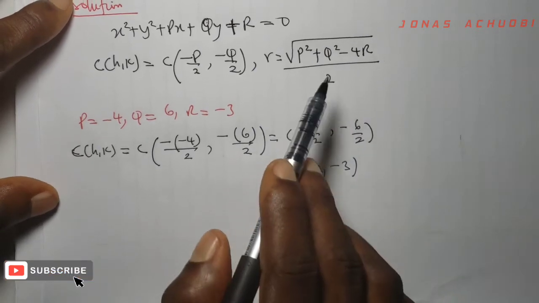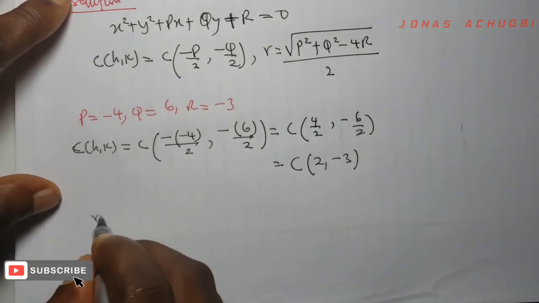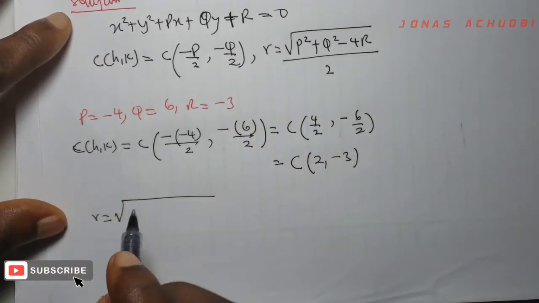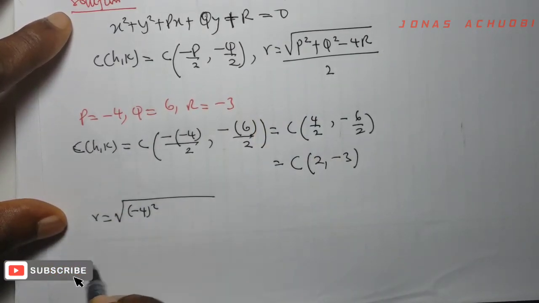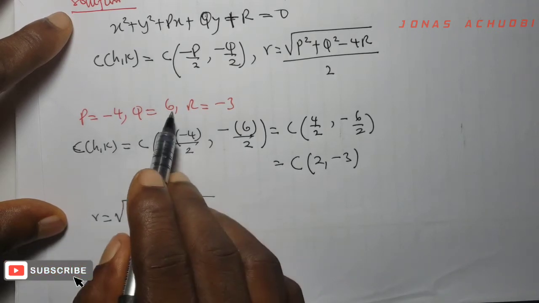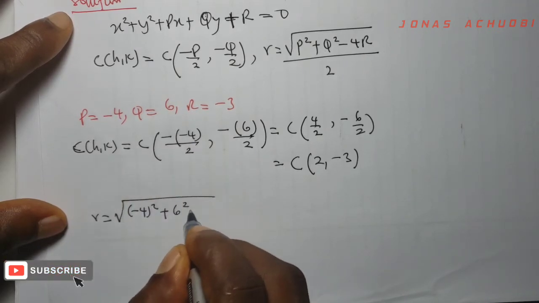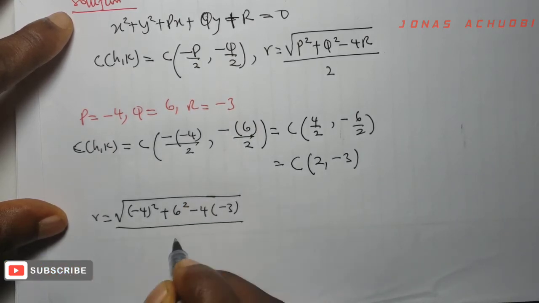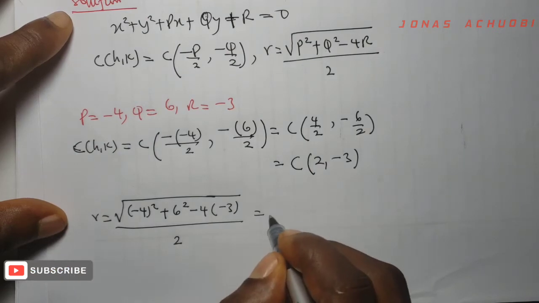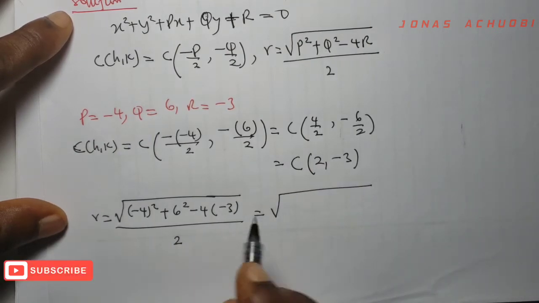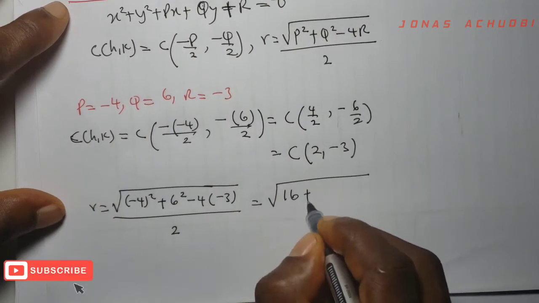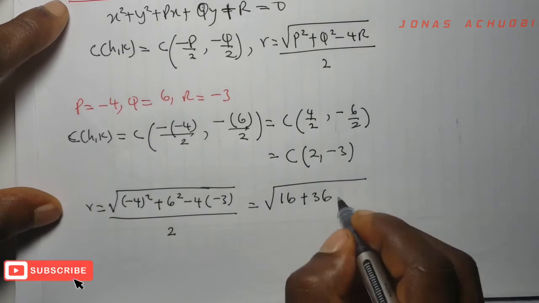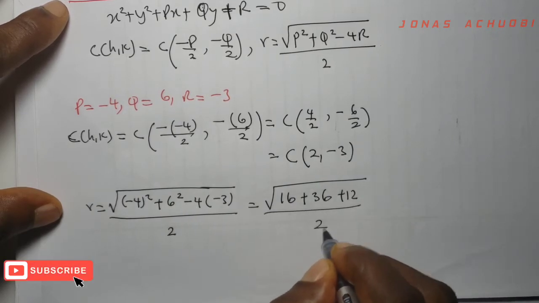To find the radius, we employ this other formula. The radius of the circle is the square root of p squared, where p is minus 4, so minus 4 squared, plus q squared, where q is 6, so 6 squared, minus 4 times r, where r is minus 3, divided by 2. That gives us the square root of minus 4 squared, which is 16, plus 6 squared, which is 36, minus 4 times minus 3, which is plus 12, divided by 2.